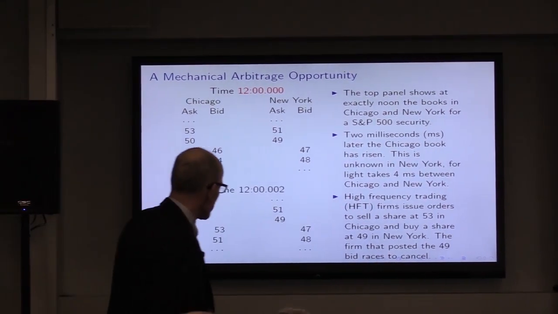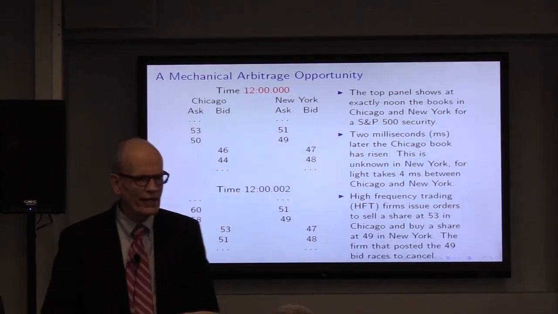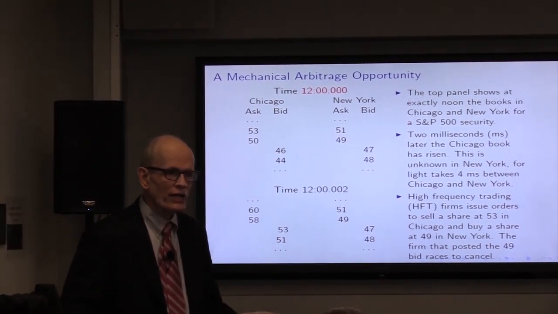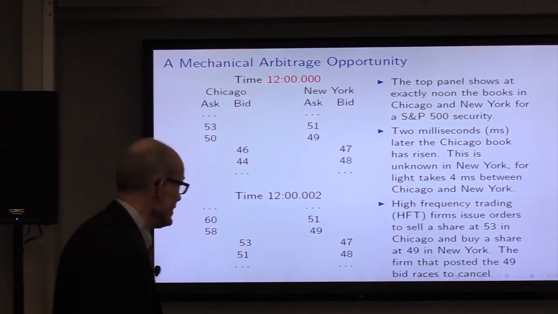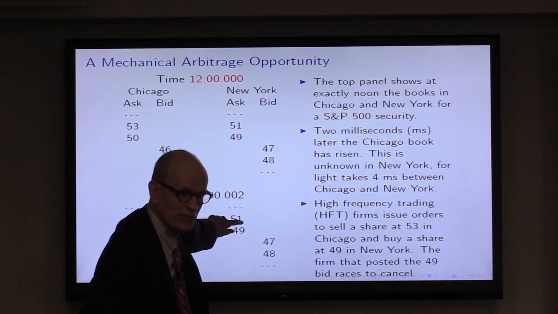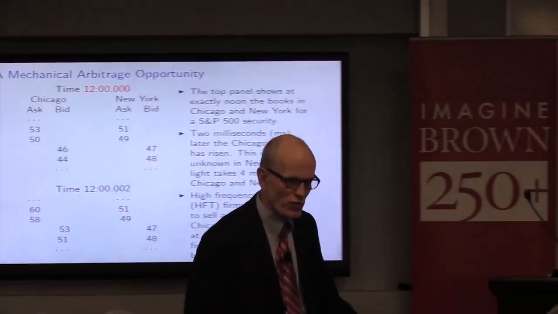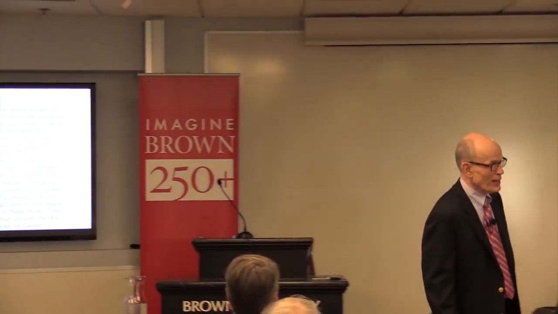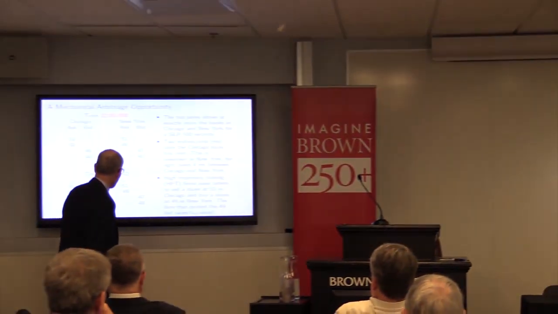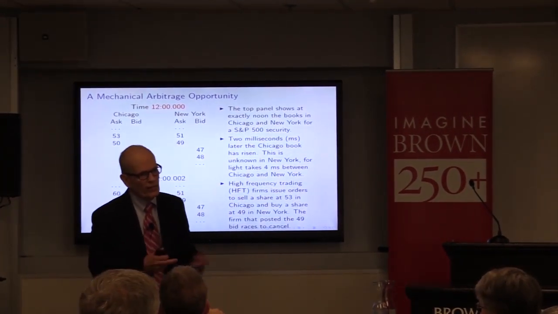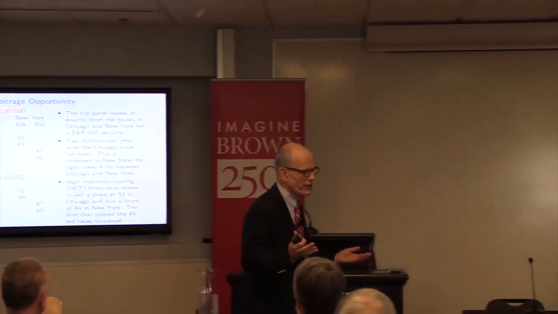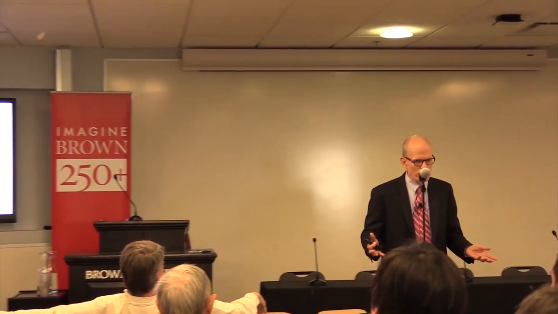But meanwhile, there's the poor sucker in New York who posted that ask at 49, and he says, oh, Jesus, and he's got a representative in Chicago too, and that representative instantly also tries to cancel this order. Because remember, you can cancel it. So it's a race to cancel versus buy. Sometimes you cancel successfully, but oftentimes the other guys beat you. And if you're beaten, what happens? You just basically lost $4 on that share. Now, if you don't make a living, you don't stay a liquidity trader. So this is one of your costs when you get beaten by the arbitrageurs.